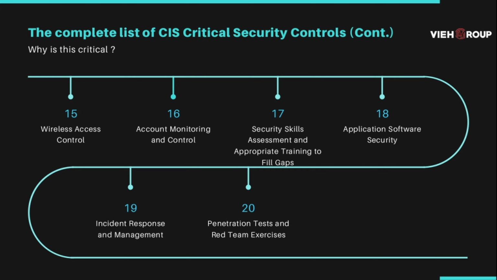Now let's move to our 19th point, which is incident response and management. As per my understanding, organizations need to develop and implement proper incident response, which includes plans, defined roles, training, management, oversight, and other measures that will help them discover attacks and contain damage more effectively.